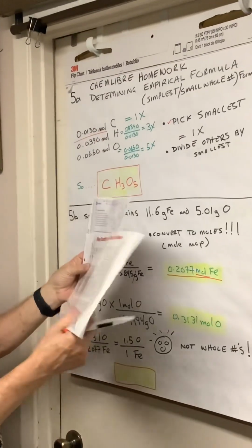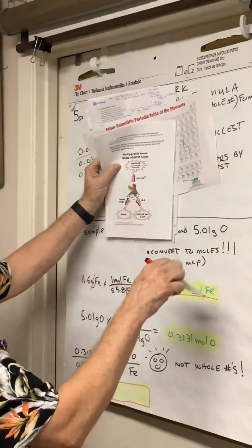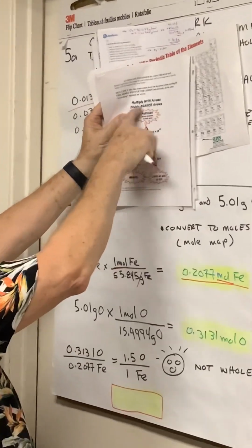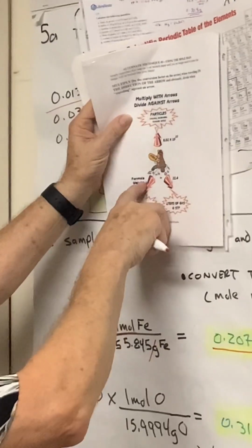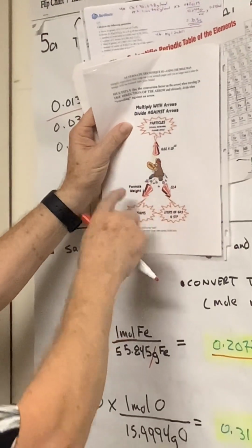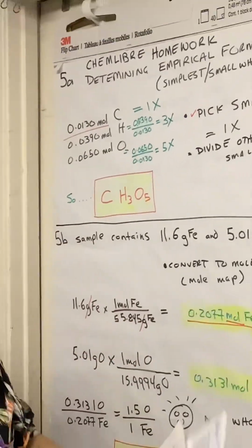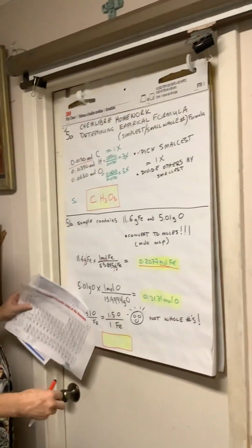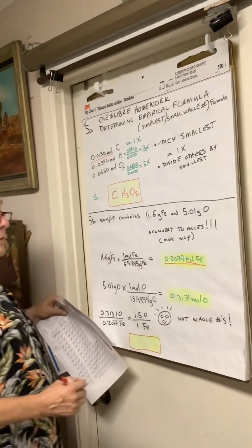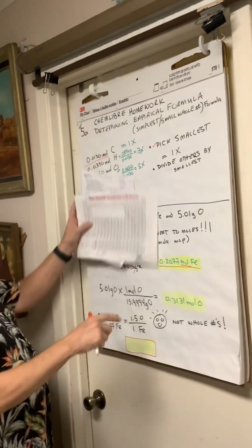But if you can't remember that, use your mole map. I've got a mass in grams, and I want to convert to moles. I'm going against the arrow, so I divide my mass by my formula weight. Use your mole map. You can use your mole map on the test. When I do that, it gives me 0.2077 moles of iron. Okay? 5.01 grams of oxygen.